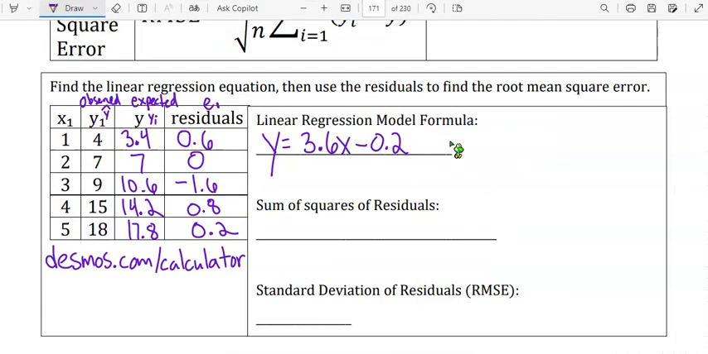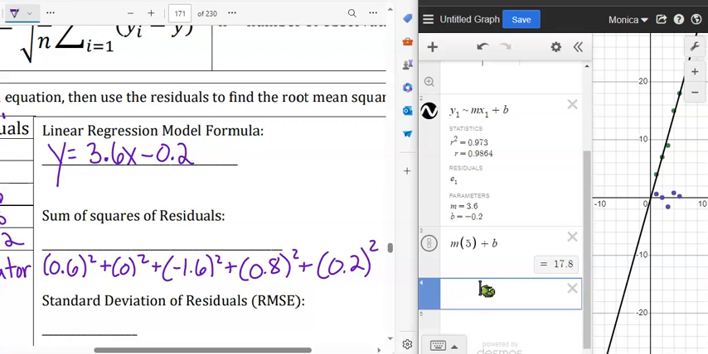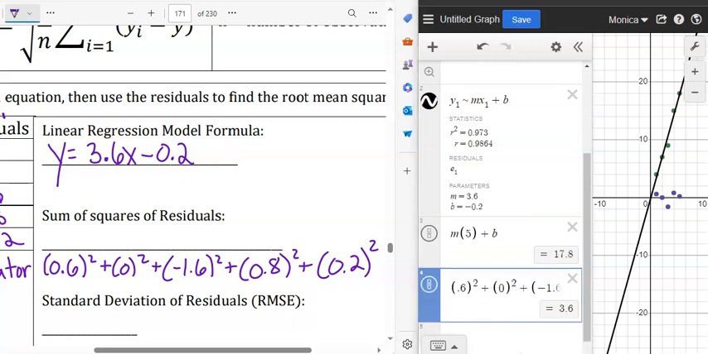Let's write the sum of the squares of these residuals. It's important to have the negatives on the inside of the parentheses and the squareds on the outside of the parentheses. If that doesn't happen, you'll end up with a negative number. So we'll go ahead and type this into the calculator. And then we get 3.6. That's the sum of squares of the residuals.